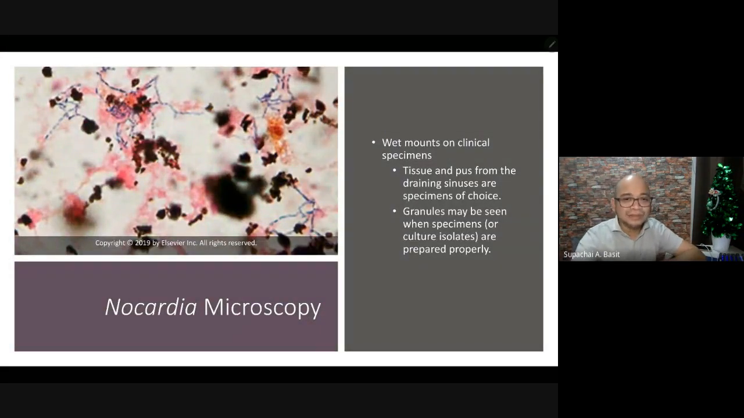And this is how they look like, again, on wet mounts. Sorry, this one is the gram stain. But it's also possible that you can do wet mounts. Tissues and pus from the draining sinuses are the specimen of choice. Specimens may be seen when specimen or culture isolates are prepared properly.